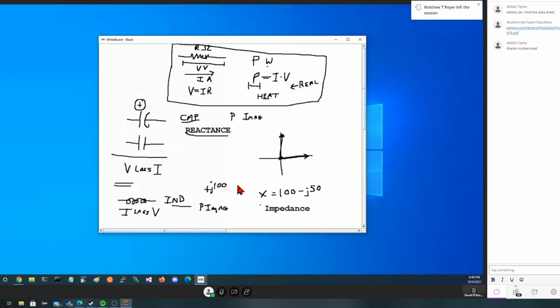The reactance of a capacitance, if all you have is a capacitor, points straight down. Its reactance looks like minus J50 or something. It's measured in ohms, and it's the imaginary part in the negative direction.